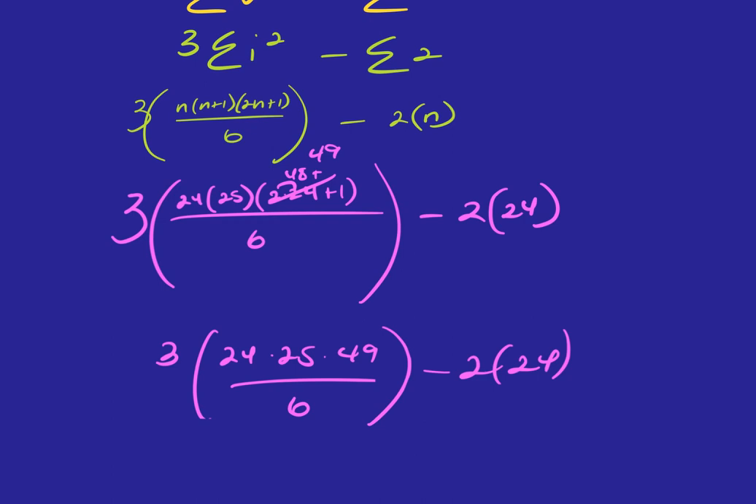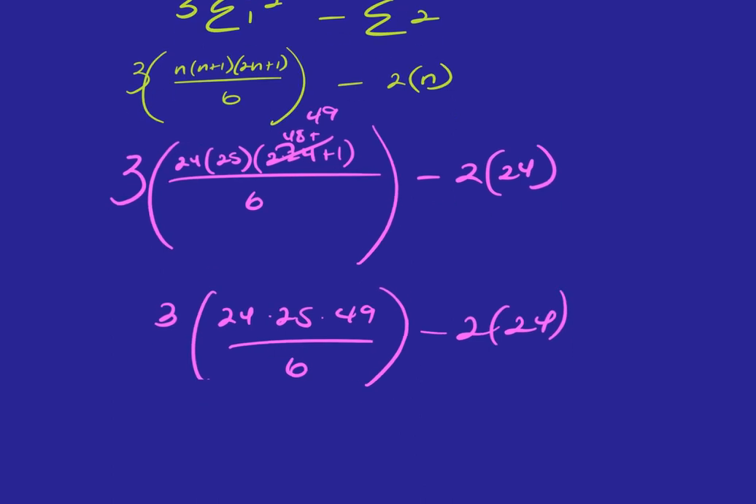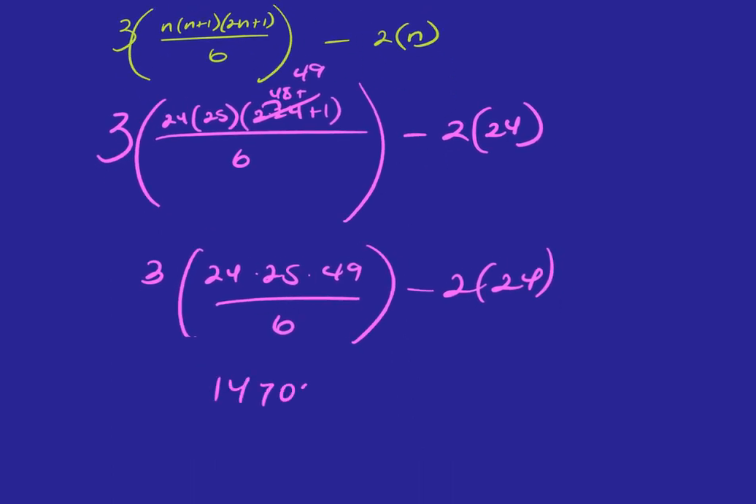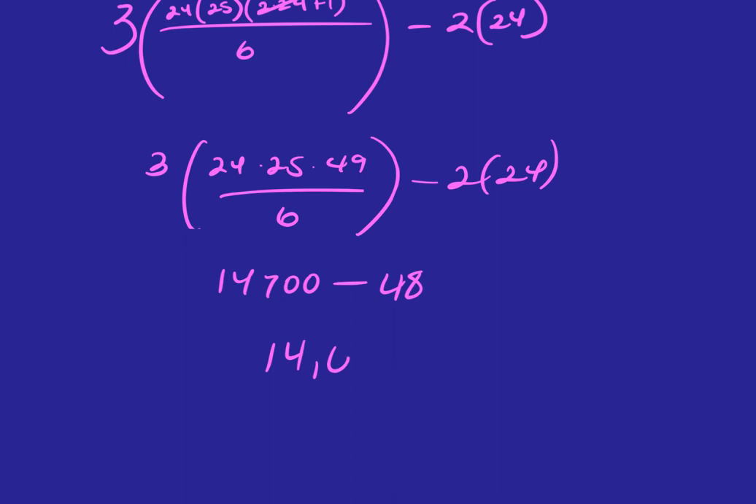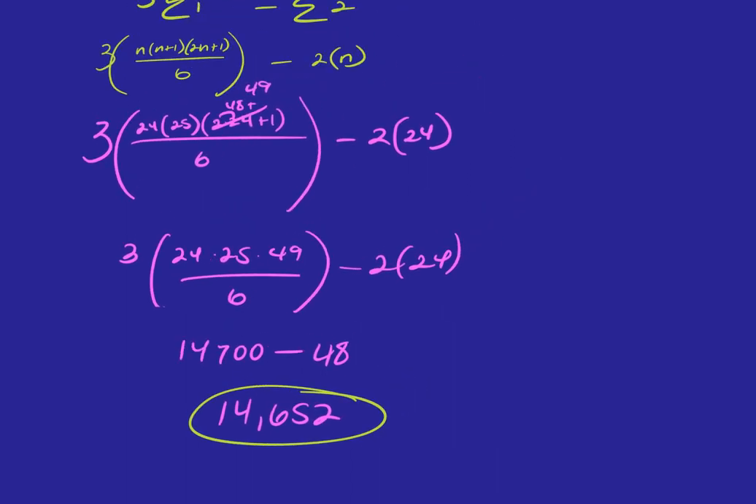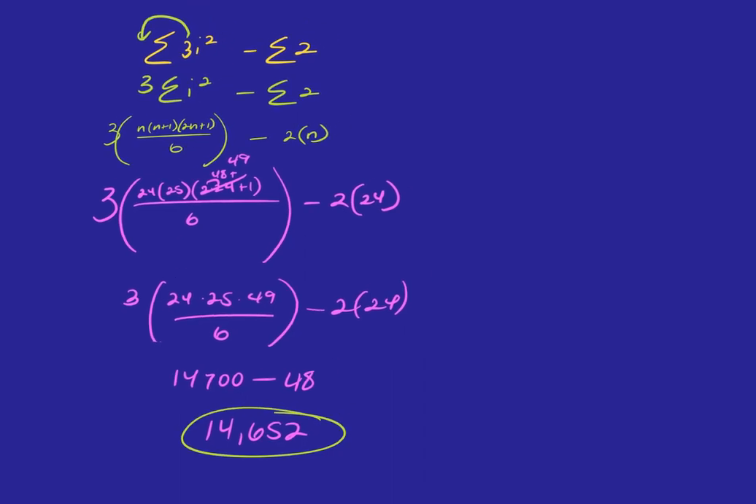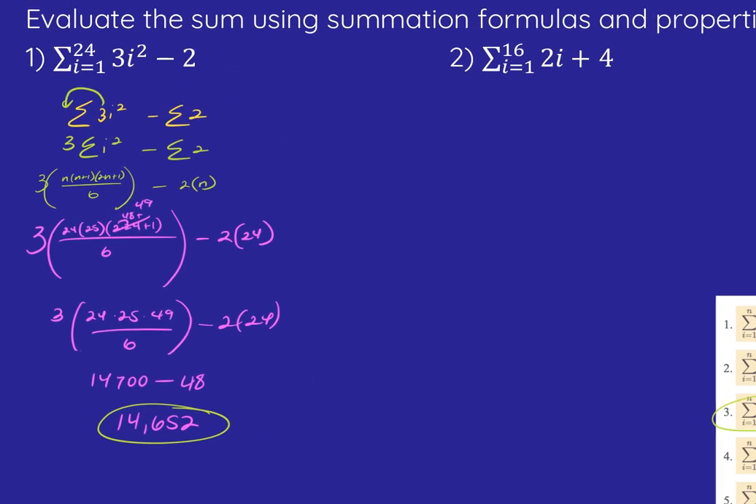So 3 times 24 times 25 times 49 divided by 6 is 14,700. 2 times 24 is 48. 14,700 minus 48, 14,652. Questions on that one? Did you get it right? Yeah? Okay, good.